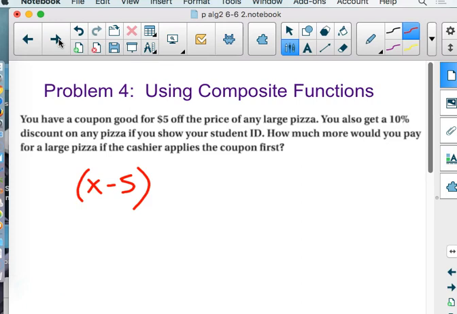Well, it's great that we get 10% off, but what we care about is what we pay. So if it's 10% off, how much are we going to pay? So this is using the coupon first.